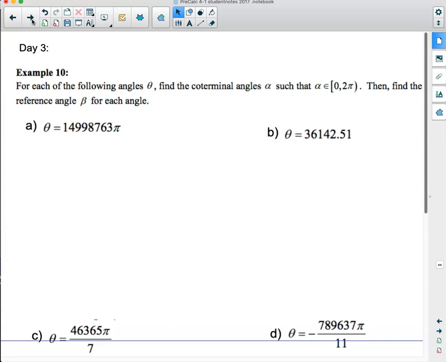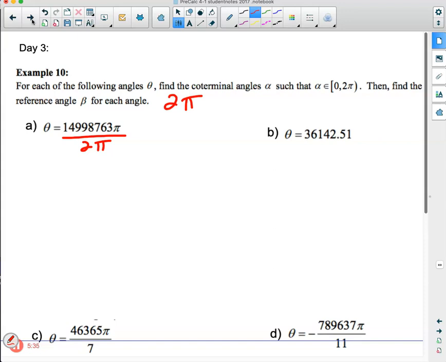But we do these the same way, same kind of steps that we did when we were talking in terms of degrees. But we don't use degrees. So we have to remember that all the way around a circle now, when we're talking in radians, is 2 pi. So I need to know how many full rotations this monster right here, let's see, I want to say it correctly, 14,998,763 pi, how many times that goes around. So what we're going to do is divide it by 2 pi to figure that out.